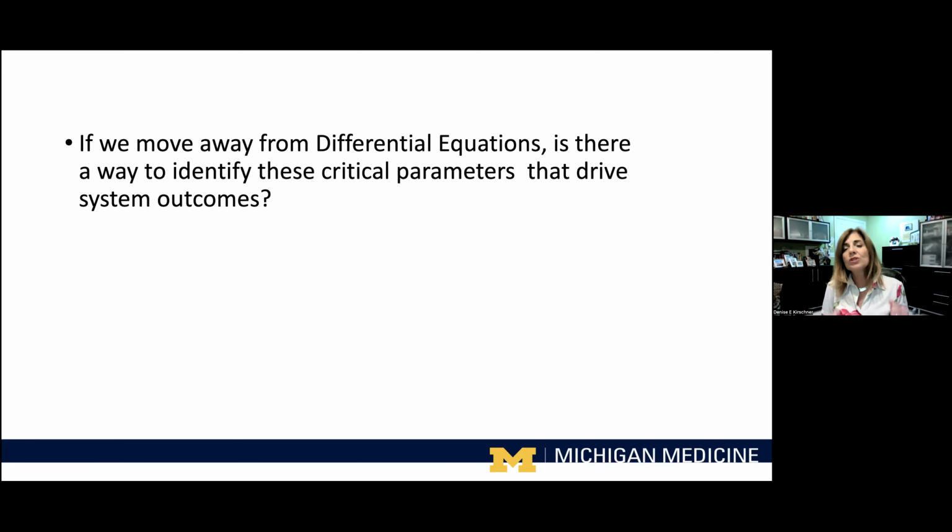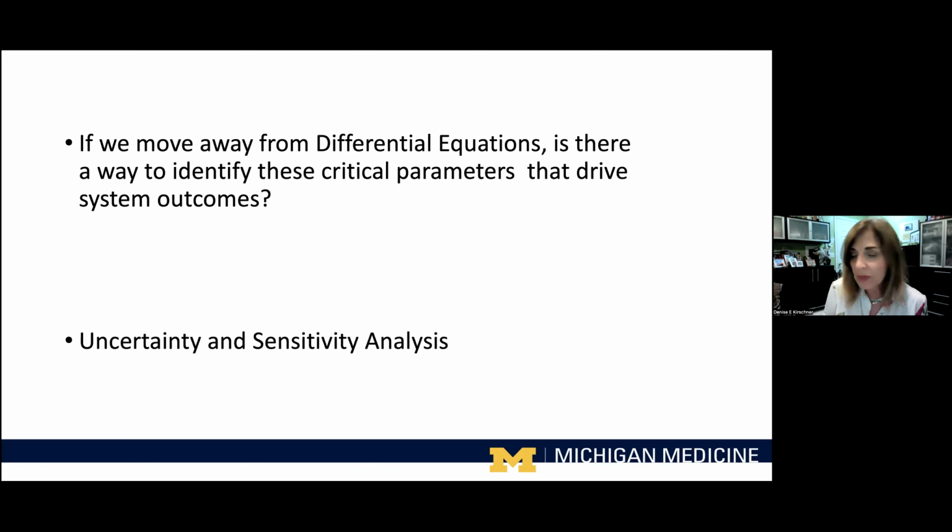Or even more so, what if you're using differential equations that are really hard to solve? I know people invent all these new ways to find R naughts and study systems and find eigenvalues, but frankly, even MATLAB can't do it all the time. So we need another way to do it. And that's what I'm going to present to you now, something we call uncertainty and sensitivity analysis.